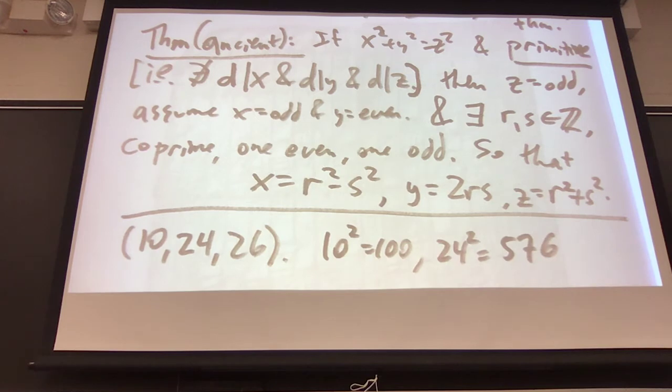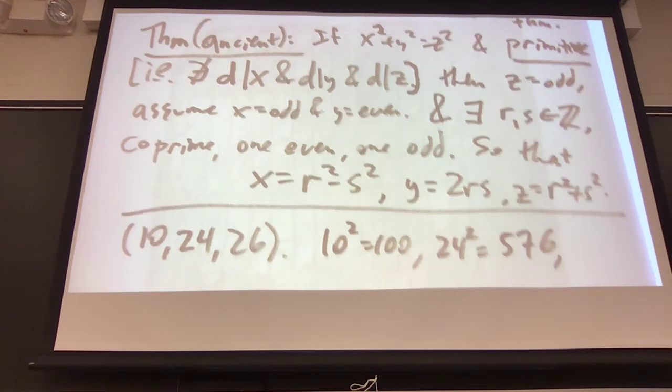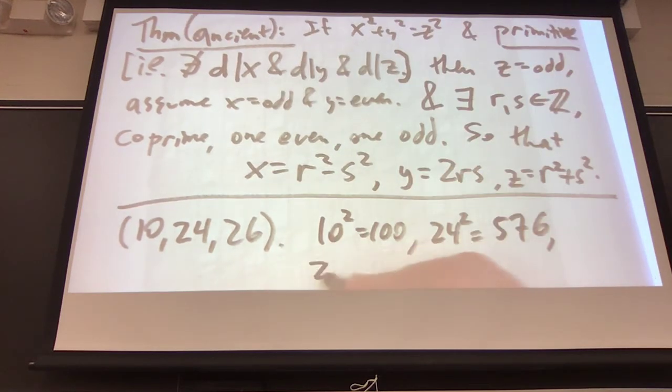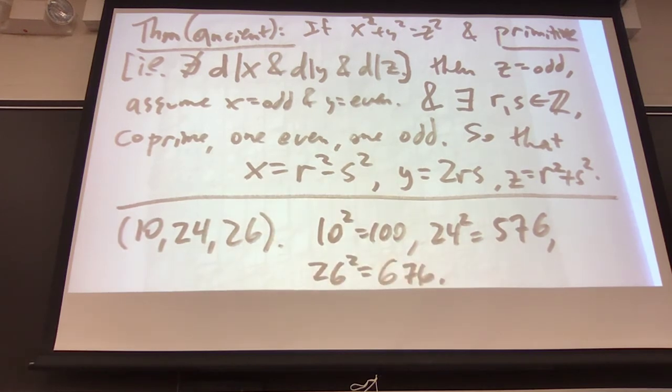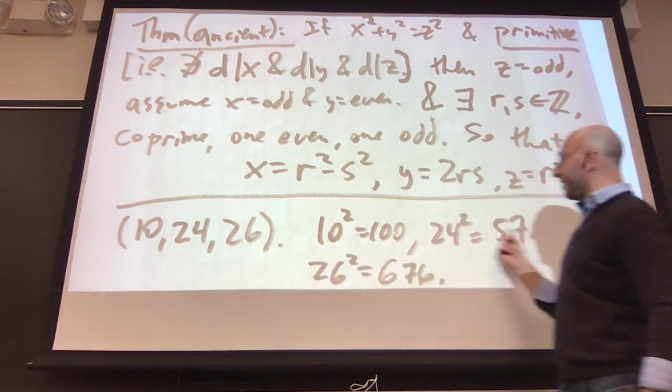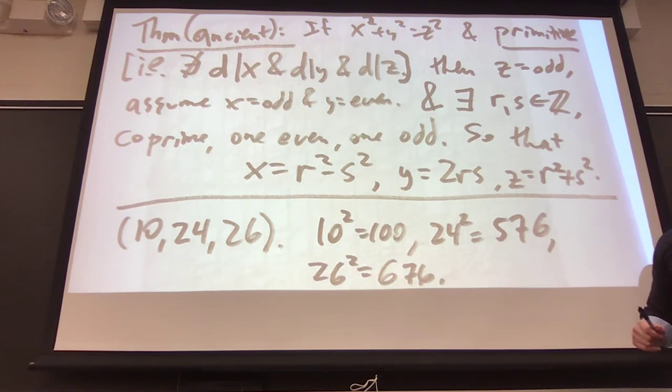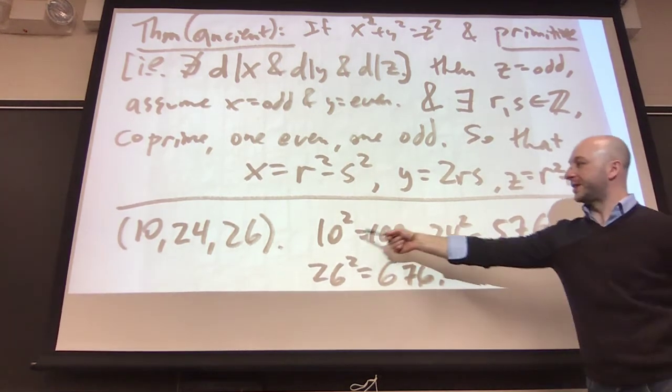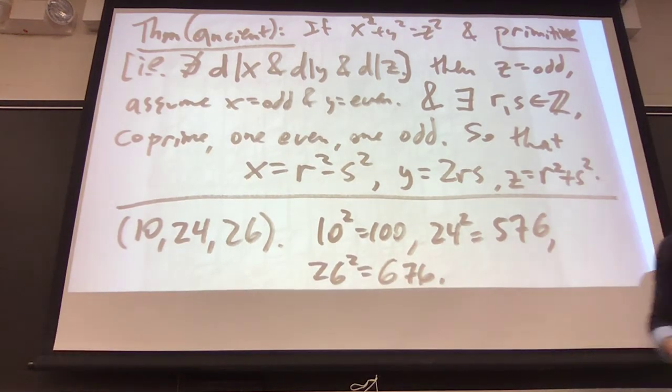576. I'm not testing your mental arithmetic. Do this with a calculator. And what about 26 squared? 676. It's a good guess, and it's actually right. Just gotta add 100. So this is indeed, the sum of these two is that. So it's a Pythagorean triple. Everybody see that? 10 squared plus 24 squared is 26 squared. Is it primitive?